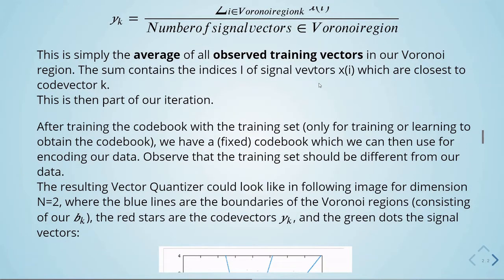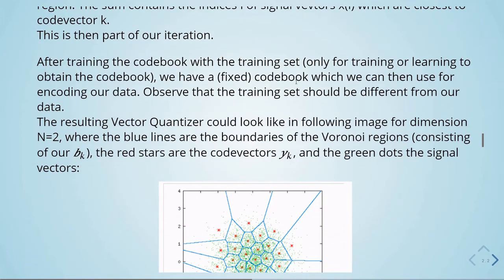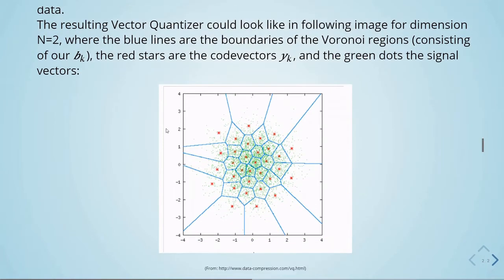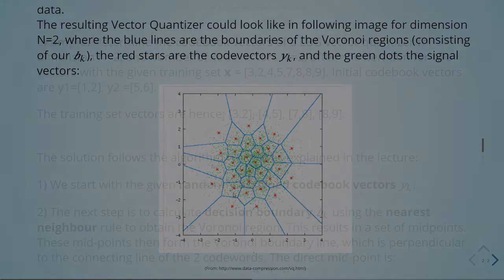After training the codebook with the training set, so we use it only for training or learning the codebook, we have a fixed codebook which we can then use for encoding our data. So observe that the training set should be different from our data. The resulting vector quantizer could look like this image for dimension equals 2, where the blue lines are the boundaries of the Voronoi regions, so they're the b_k, and the red stars are the code vectors y_k, and the green dots are the signal vectors.